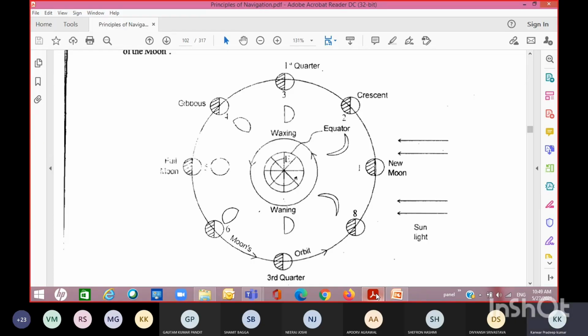New moon and the full moon? Yes, sir. We already saw on the board. I had drawn this diagram. So now what happens in between? In between, so we will see.